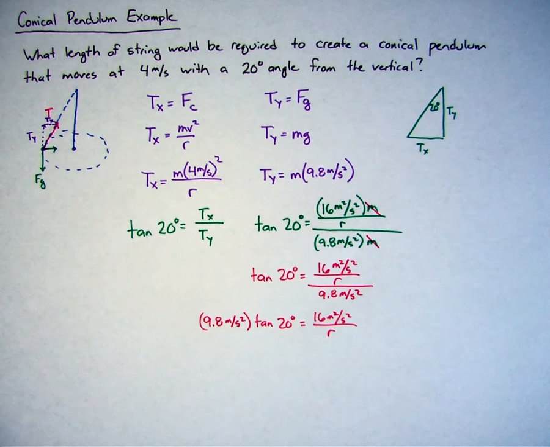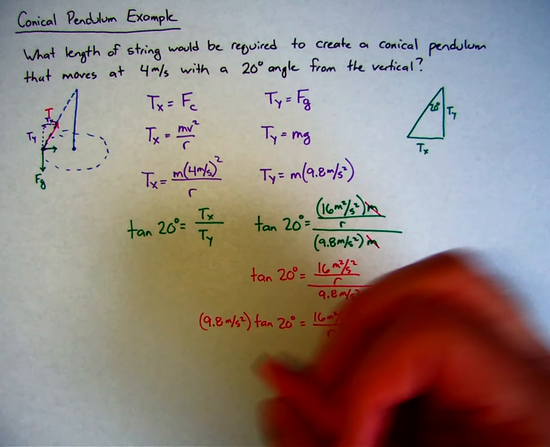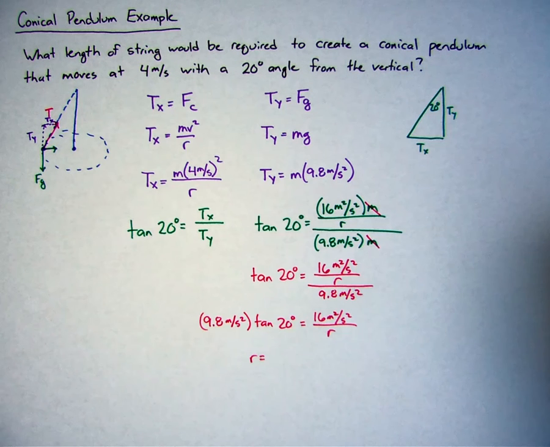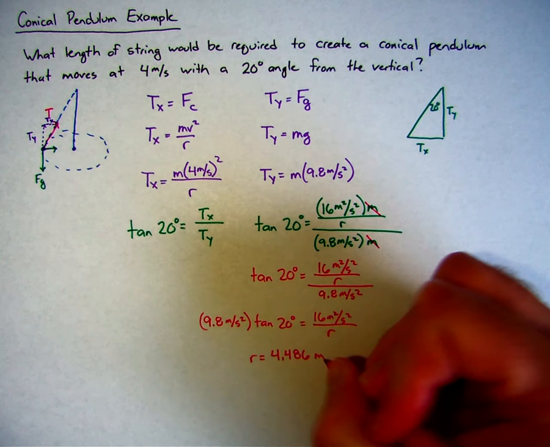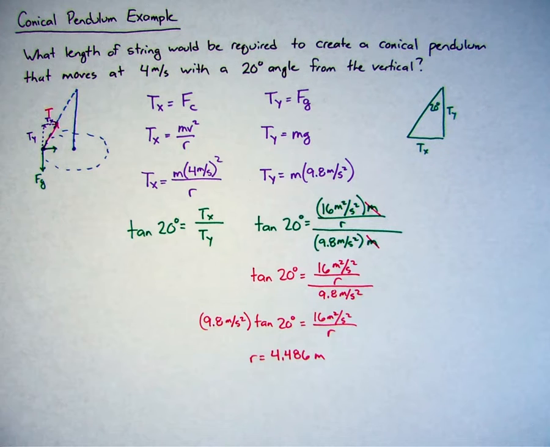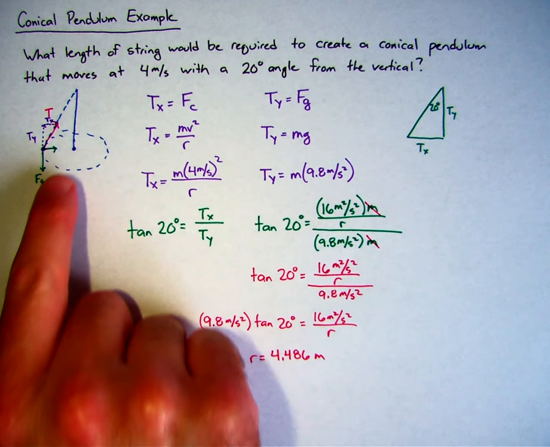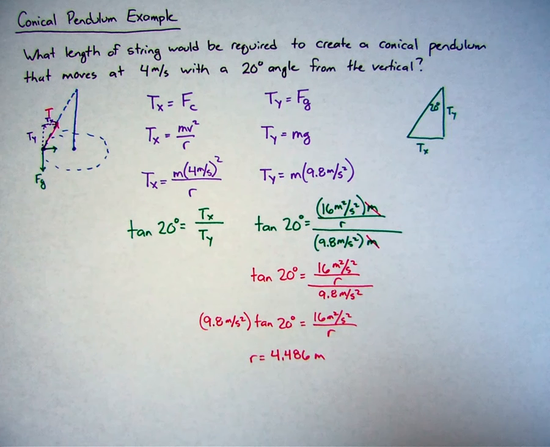Now, it's just a proportion. I can cross multiply and solve for r. I'm not going to go through the entire math steps here, so you should be able to figure that out. If I just do what I need to do here, I get a radius of 4.486 meters, which means that the length of the string is not 4.486 meters, that means that the component here, the radius, is 4.486 meters, and that's also important to understand.